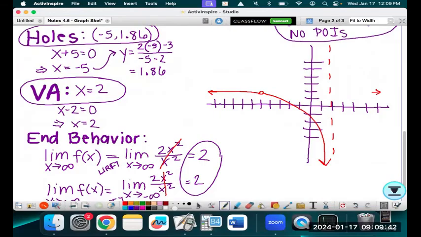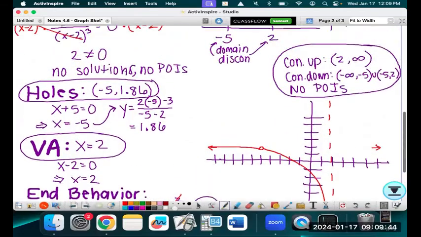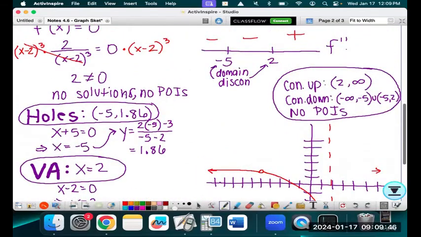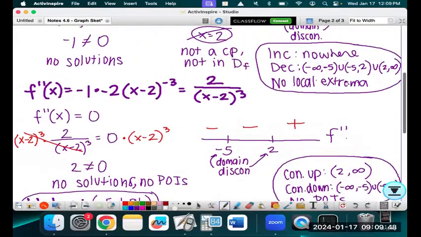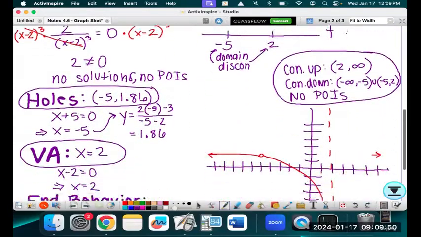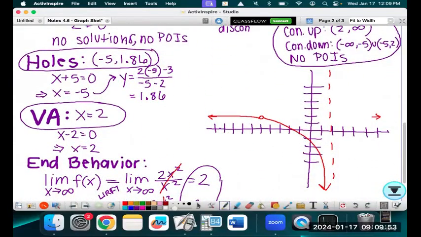Let's see what's happening on the right side of 2. Right side of 2 is concave up, but still decreasing. So if it's concave up, but decreasing, and I move from left to right, I'm going to assume that I'm starting at the top and then decreasing, concave down, leveling off at 2.